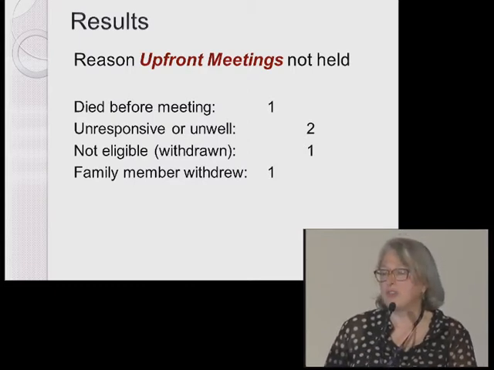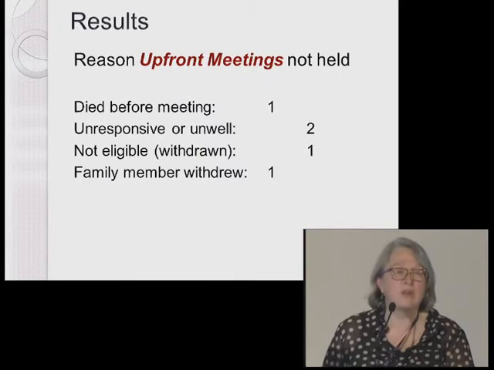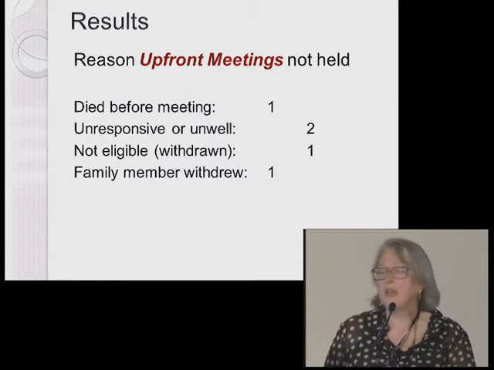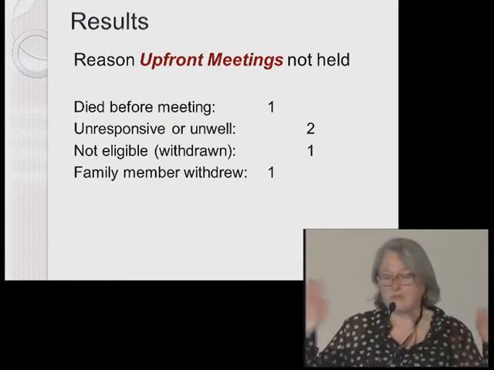So these are the reasons the patients didn't make it to their upfront meeting. One patient died, a couple were just too unwell. One we realised was not eligible, and this was in fact because we realised there was a domestic violence situation, so it seemed very inappropriate to have this kind of family meeting for a patient in that situation. And then in the final one, the family member just bailed.